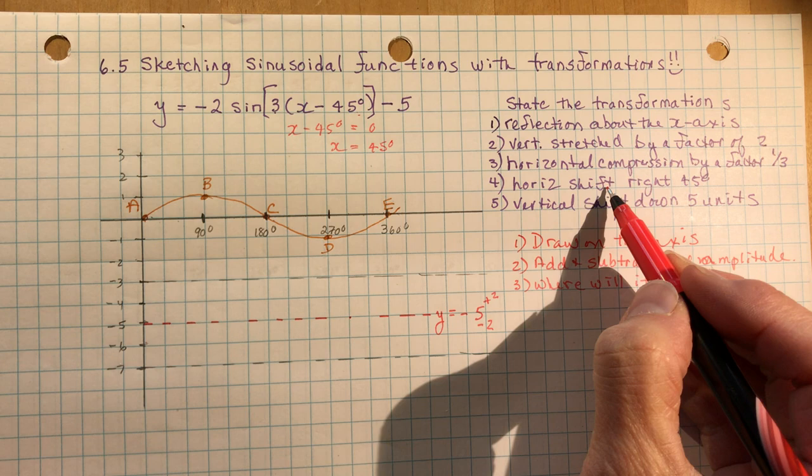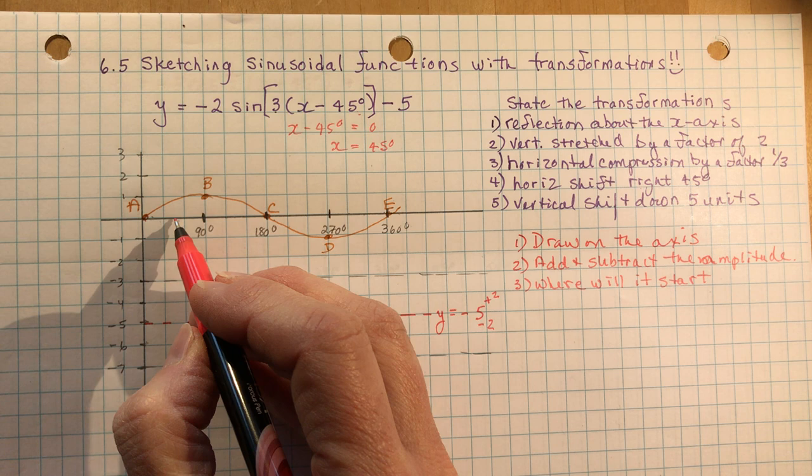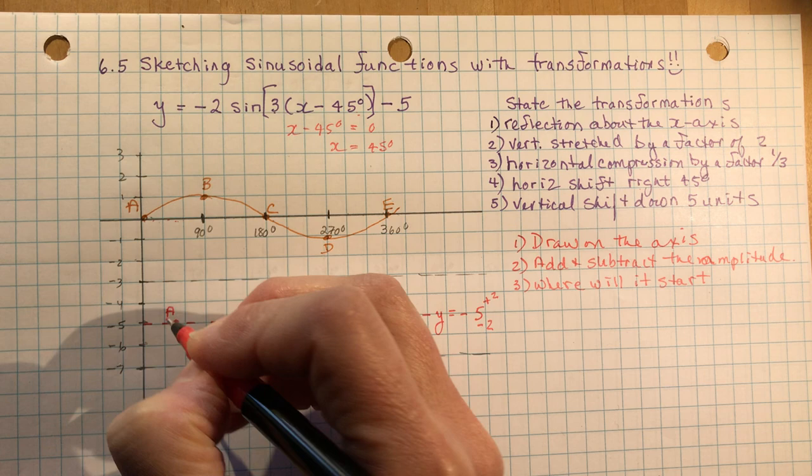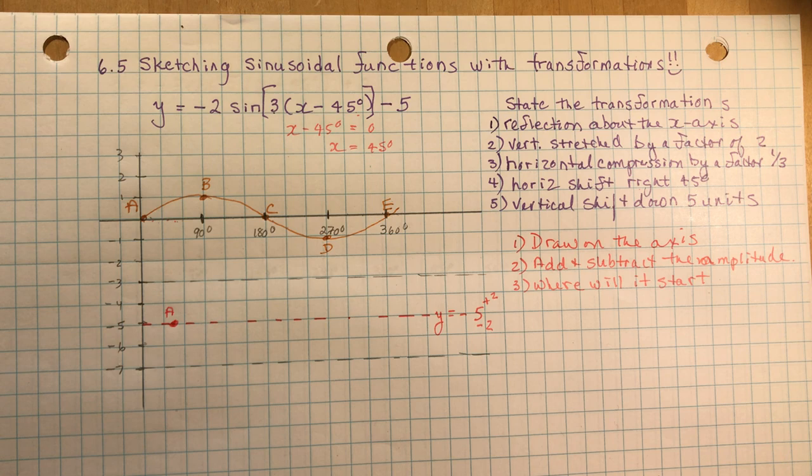So I want to begin my function at 45 degrees. So each of these is 30, so halfway in between. It's going to start right here. So that's my new A point. Now, what will B be? Without doing a lot of work, we can figure this out very easily.